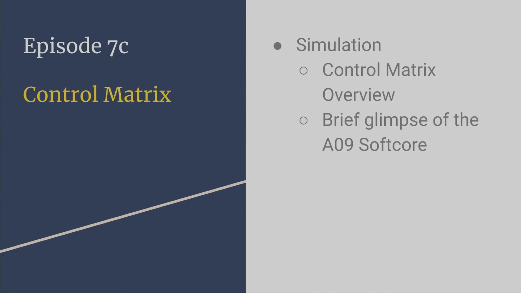And in episode 7c, things begin to change. We'll start off with an overview of the final control matrix that drives the A09. This is where we will get a very brief glimpse of the A09 Softcore. It's a very complex control matrix, but it's easy to understand once we see the diagrams.